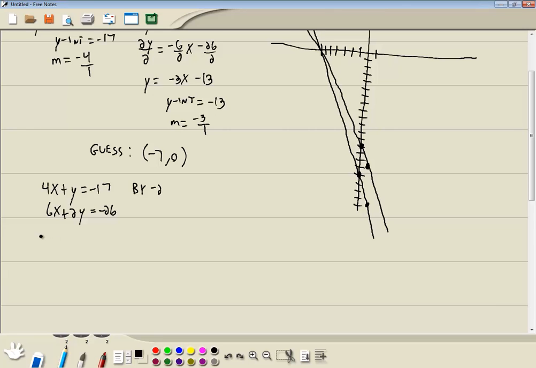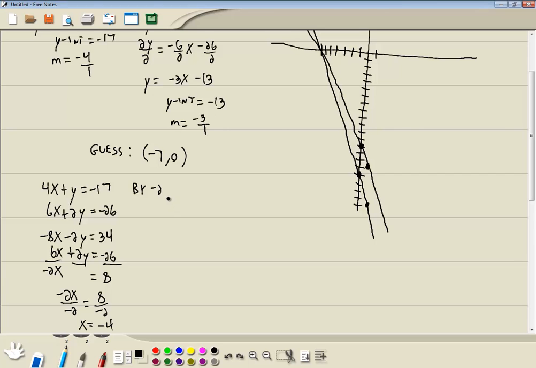Negative 2 times 4x gives me a negative 8x. Negative 2 times y is negative 2y. Negative 2 times negative 17 is 34. And then I got 6x plus 2y is equal to negative 26. Negative 8x plus 6x is negative 2x. Negative 2y plus 2y cancels. 34 minus 26 is 8. Then divide both sides by negative 2. And we get x is equal to negative 4.